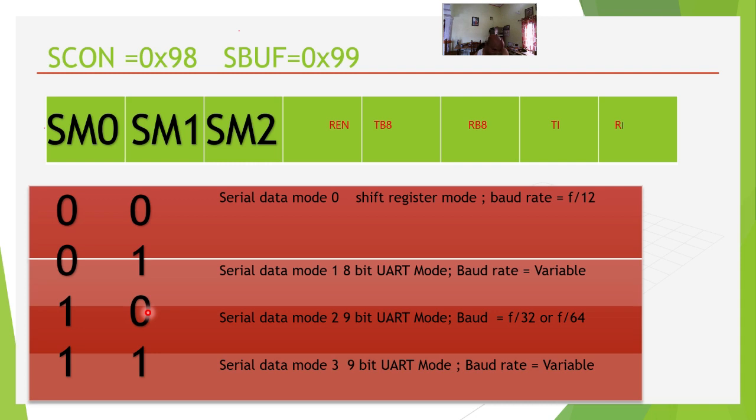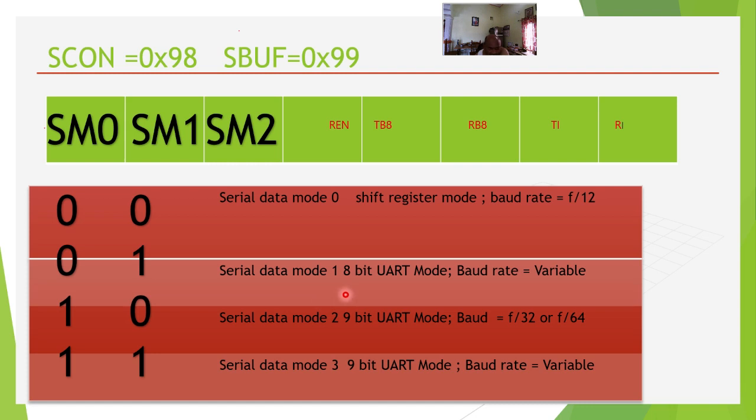I will also explain what serial data communication is and what the other data communication is in the coming classes. There are actually 2 types of communication, one is serial and another one is parallel. But serial data communication is preferred over parallel data communication. So here you can see when the combination is 0 and 1, the selected data mode is 1. Serial data mode 1 is selected, which is an 8-bit UART mode. What is UART mode here? Universal Asynchronous Receiver Transmitter.